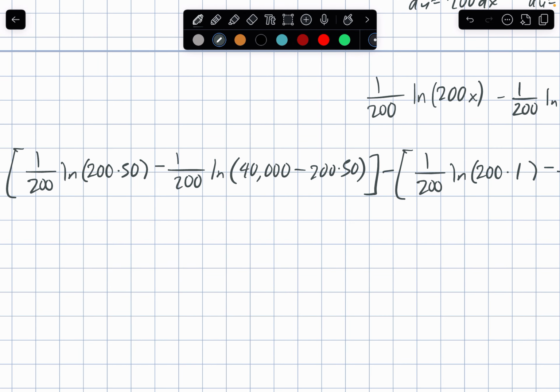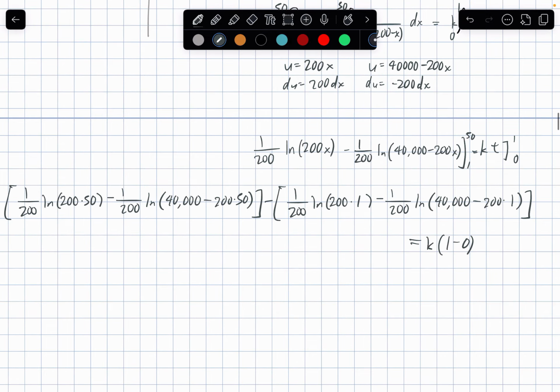1 over 200 ln 200 times 50 minus 1 over 200 ln 40,000. Okay, for this part, negative 5.49 times 10 raised to negative 3. How about the other side?